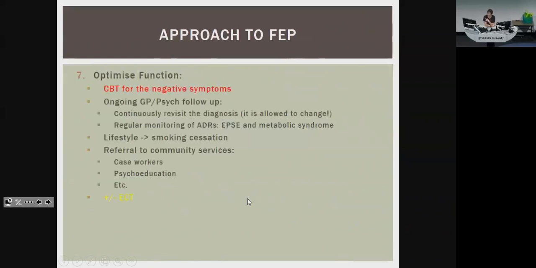CBT for the negative symptoms, follow them up regularly for the extrapyramidal side effects and also for the metabolic syndrome. Try to get them to stop smoking and refer to any sort of community services that you can think of. Anything. Social workers, great. Allied health, great. Anything. Doesn't matter. Just say it. You'll get marks.